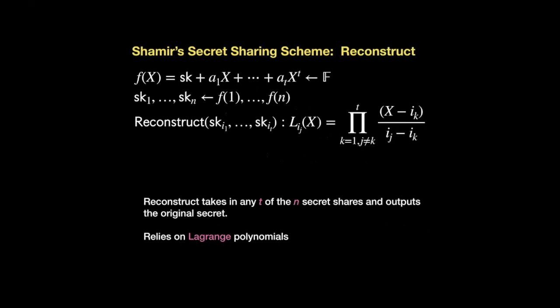In order to reconstruct, we're going to need to use something called Lagrange polynomials. A Lagrange polynomial is going to be equal to 0 at all of the i's apart from the very specific index which we happen to be interested in at the time, in which case it will be equal to 1.